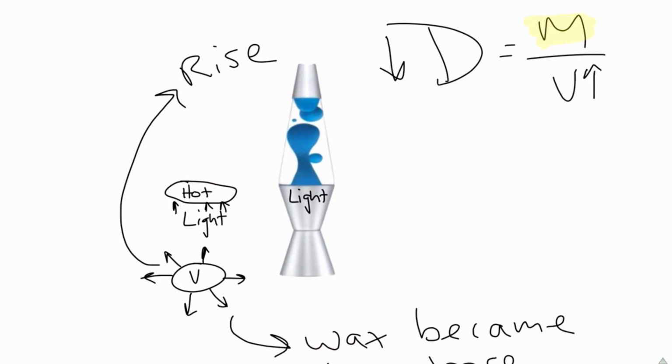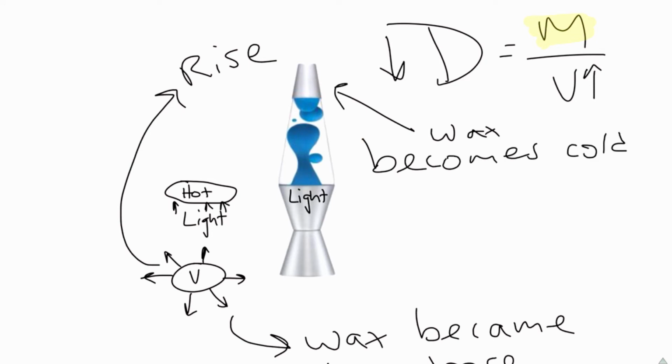But why did it sink? When we take a look at the lava lamp, there's no heat source up top over here. So what that means is, up here, that wax becomes colder. The wax gets cold. And when the wax gets cold, the opposite effect happens. Its volume will drop. It'll shrink back down.